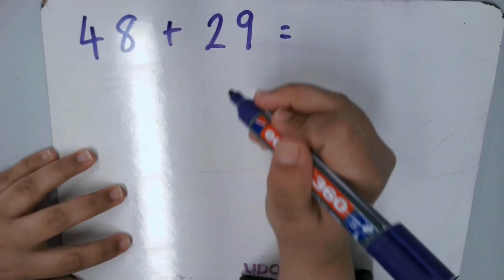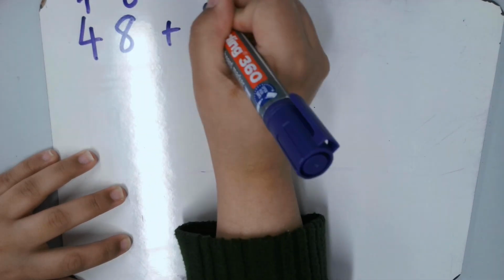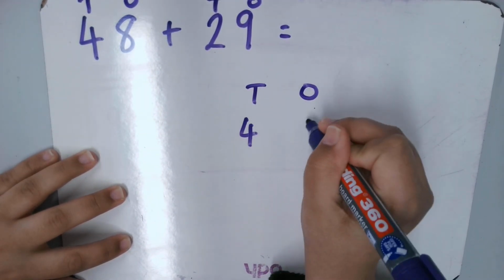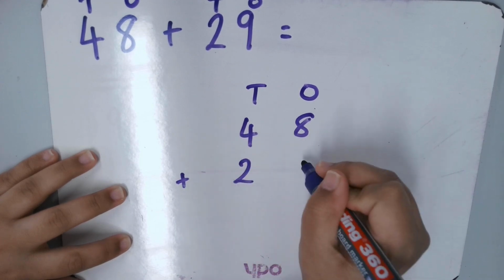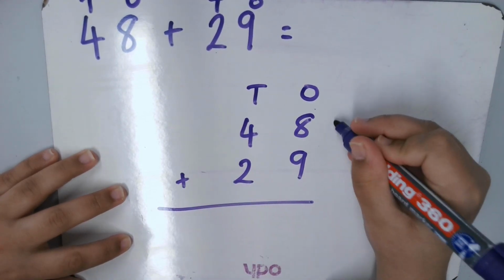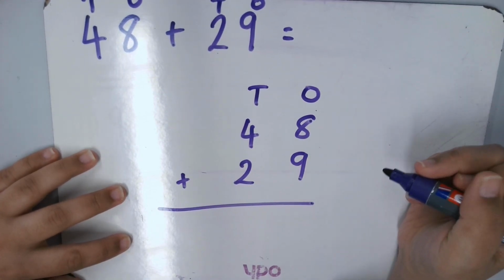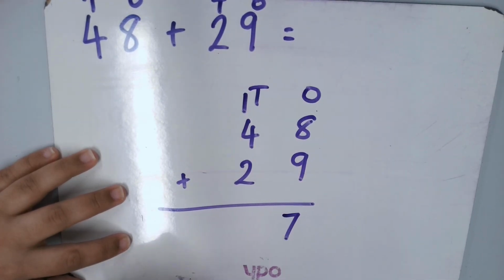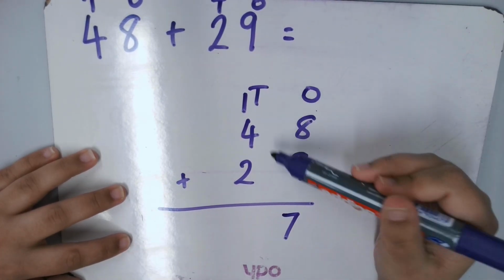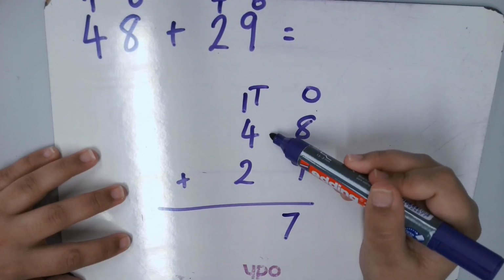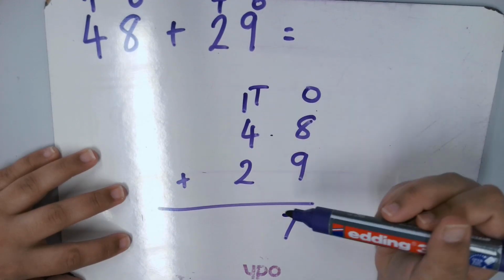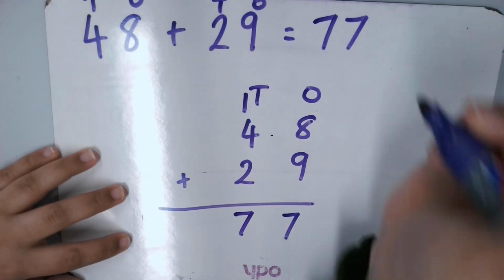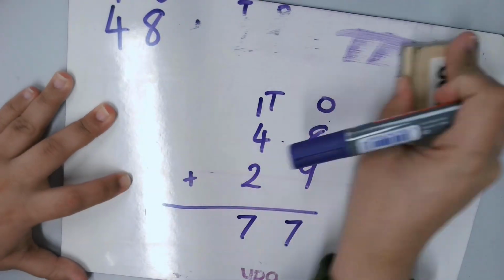Okay, let's have a go. Tens, ones, tens, ones. Let's lay it out. 48 add 29. 8 add 9 is 17. So I can put my 7 and then regroup my 10 ones into 1 ten. 4 add 2 is 6. Add 1 makes 7. My answer is 77. Well done if you got that.